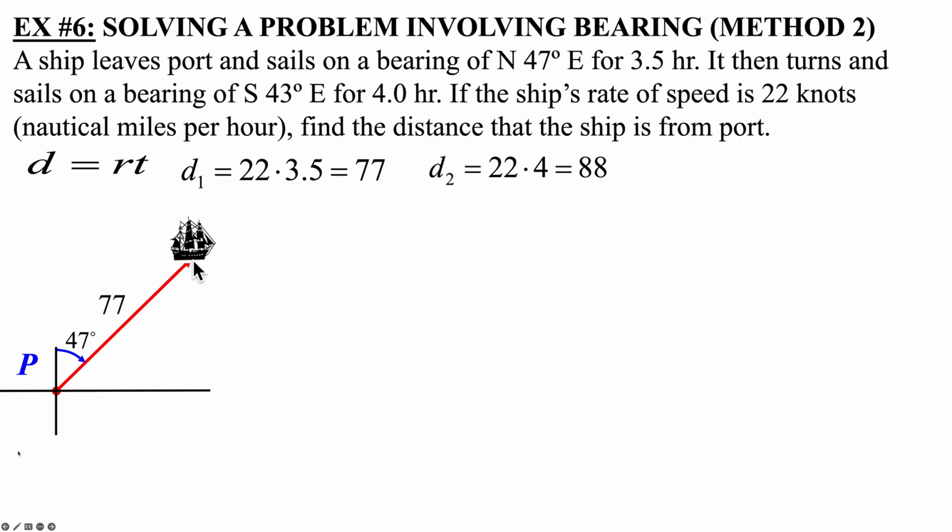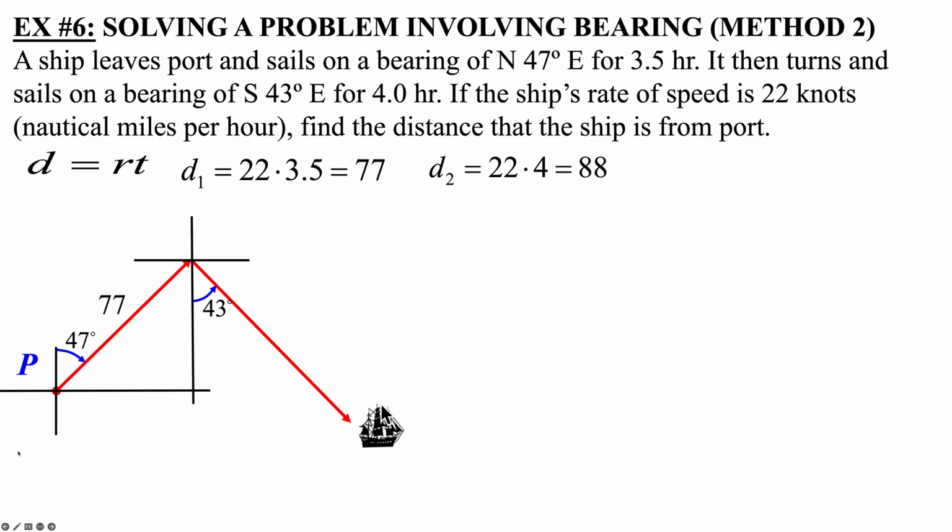Then from this point, we chose to go south. Now we draw a south line and go 43 degrees to the east. And our ship now travels a greater distance of 88 miles. So it appears, wow, it just went right past that original horizontal. So, okay, I have some small right triangles here, but not many.